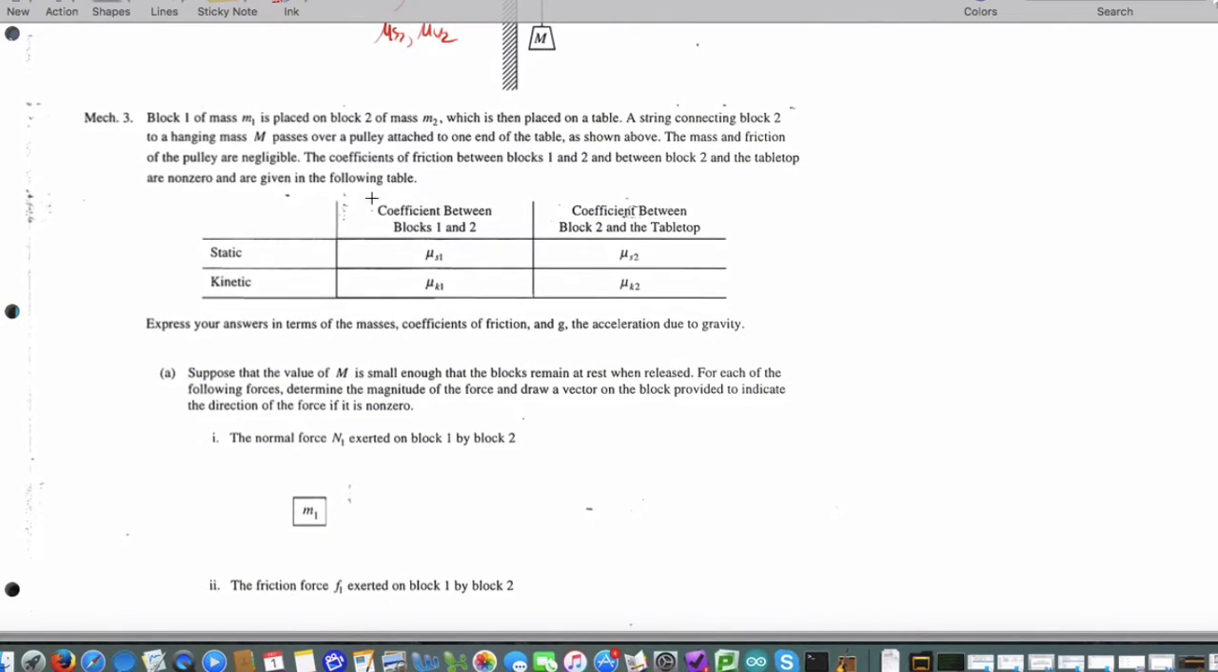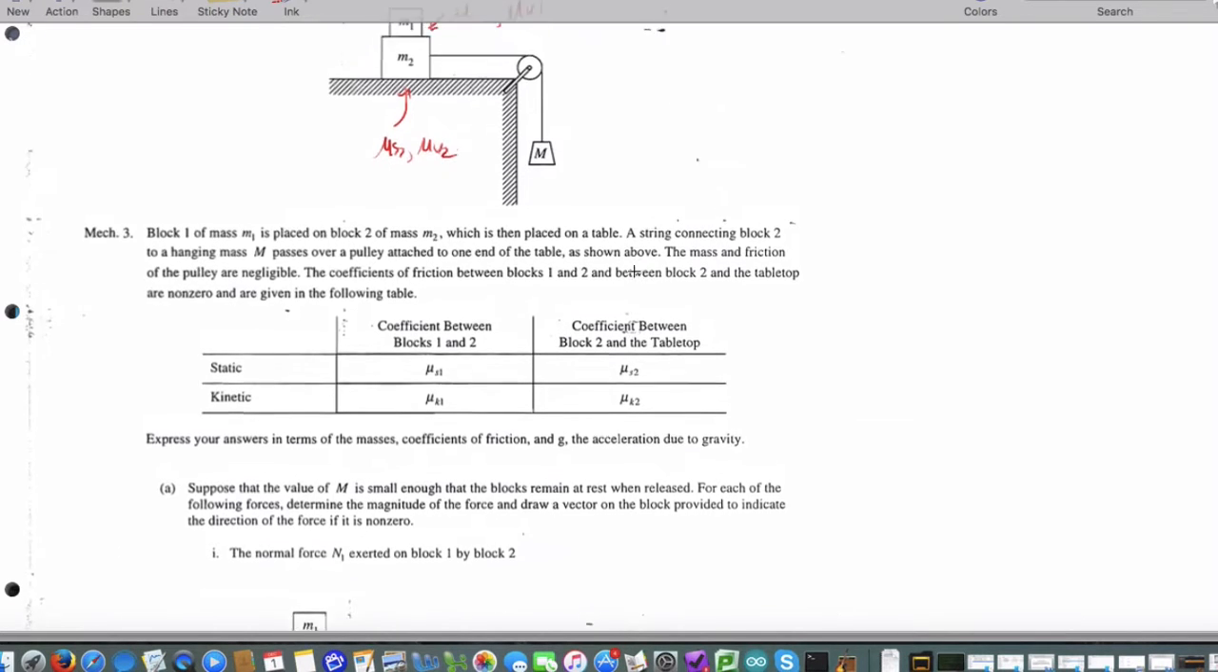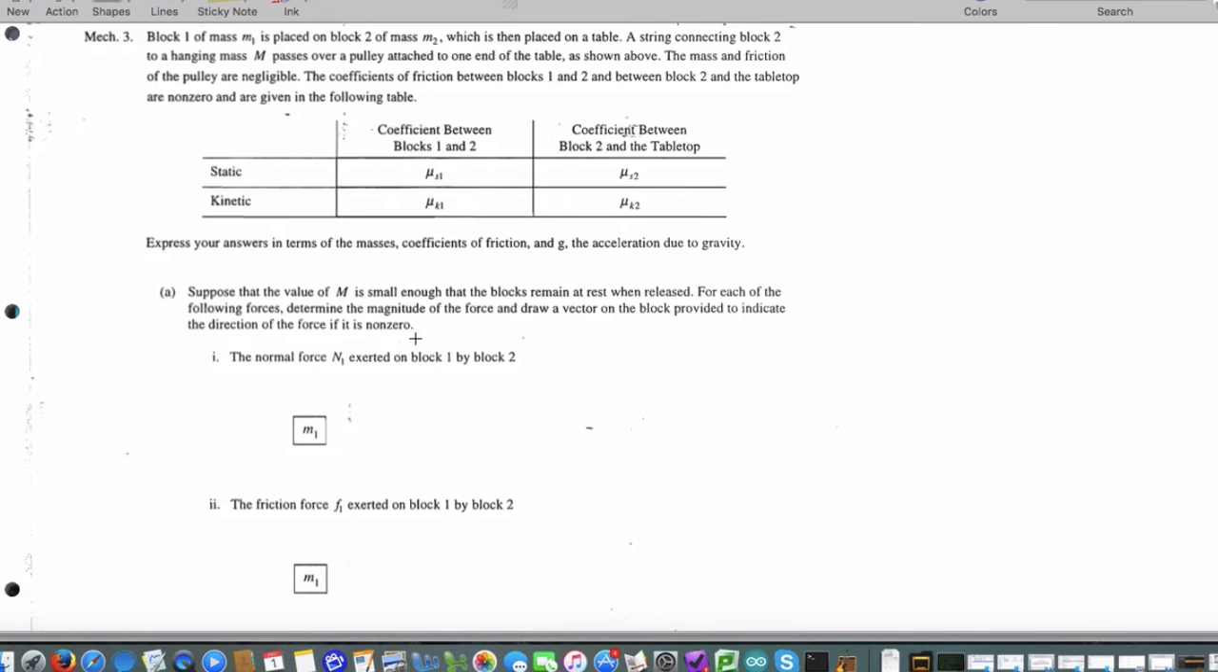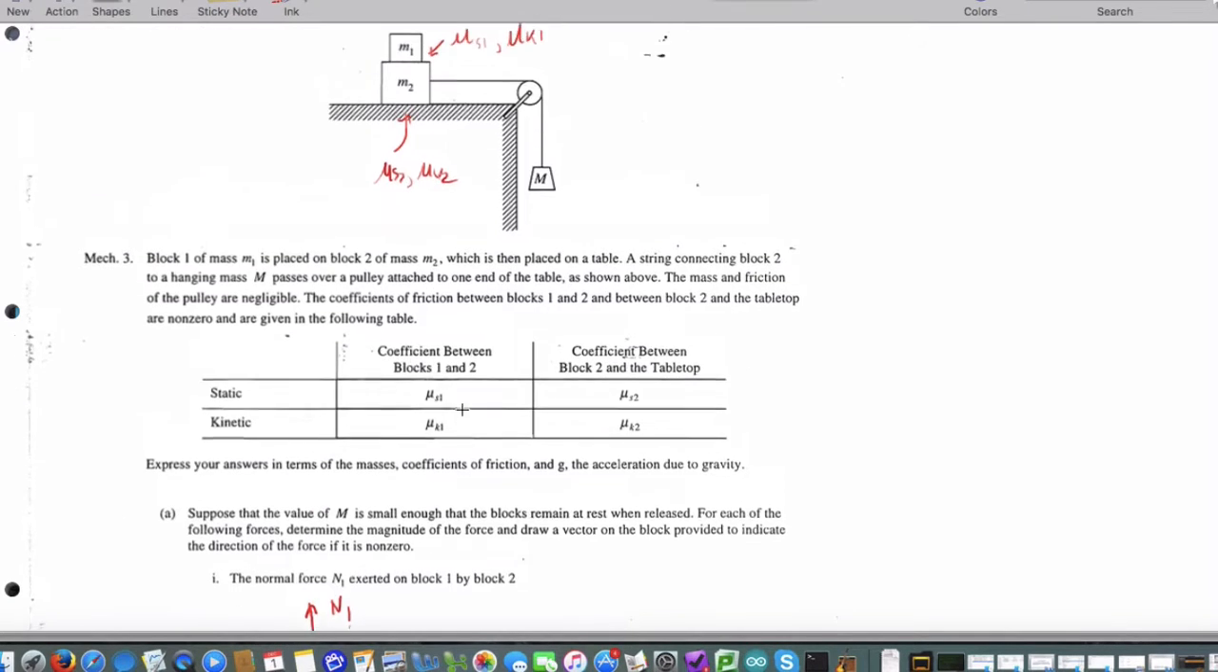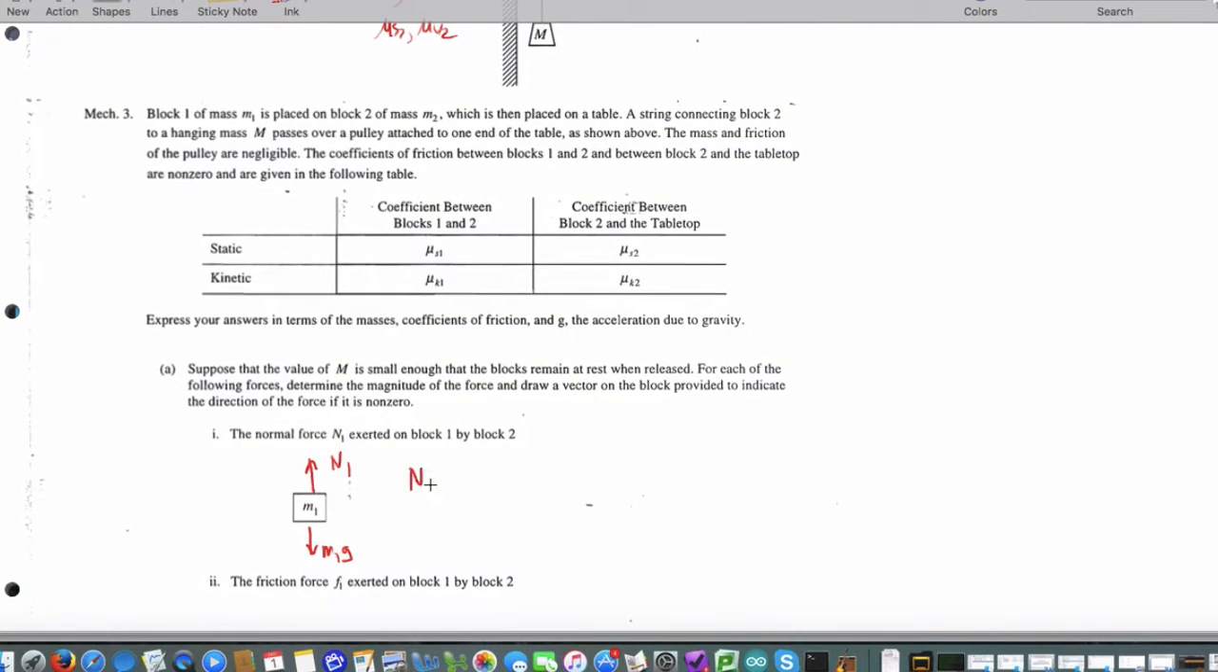So we're going to say that M is small enough that the blocks remain at rest when released. So let's draw some forces. So we have here N1 and then M1 g. And so what this tells us is that the normal force is actually equal to M1 times g, because that's the weight of 1 due to the Earth.